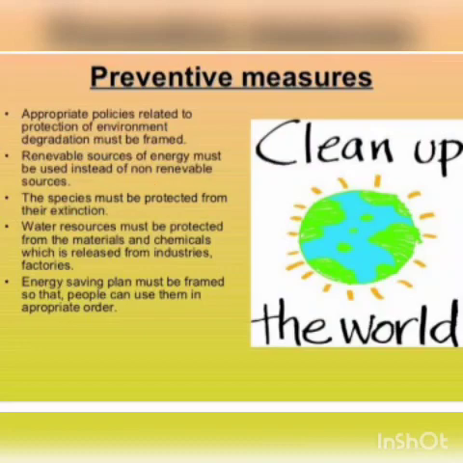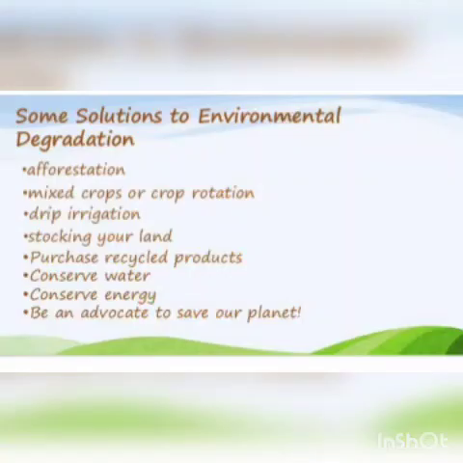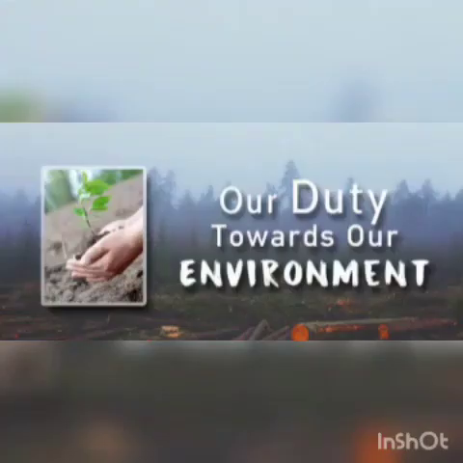So, in order to stop this degradation of the environment, we should take some preventive measures, or we can say judicious use of natural resources should be done. Use of renewable energy resources such as wind energy and solar energy, and recycling of waste should be done effectively so that we can stop the degradation of the environment. So this is our duty towards our environment.